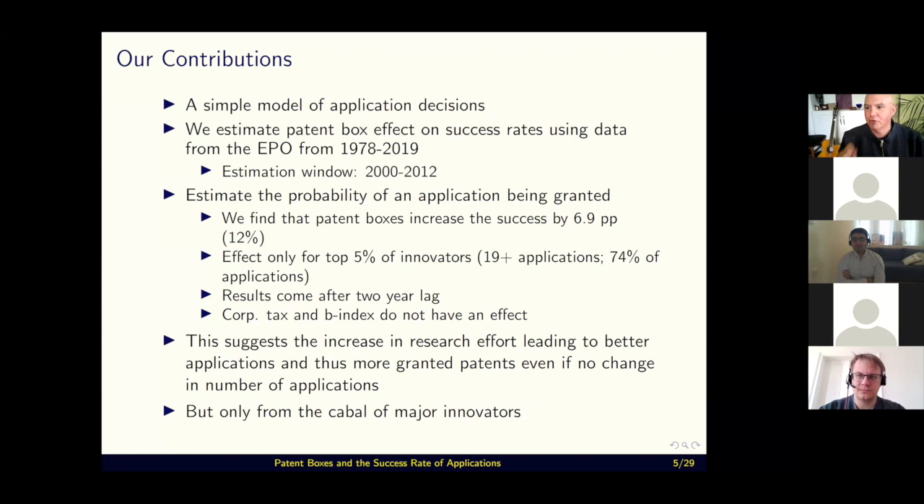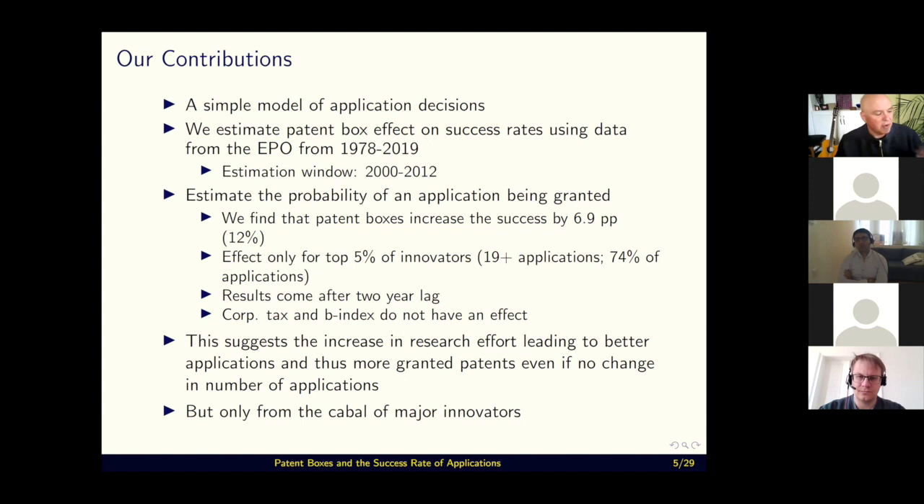This positive effect shows up only 2 years after the implementation. And what this suggests is the dominant effect is this research story, putting more effort into coming up with more novel ideas. The corporate tax rate has no significant impact, and the B index, which is kind of the opposite of R&D subsidies to the cost of doing R&D, doesn't seem to have an impact either. It's really this patent box that does it. And I'll explain more about that as we get there.